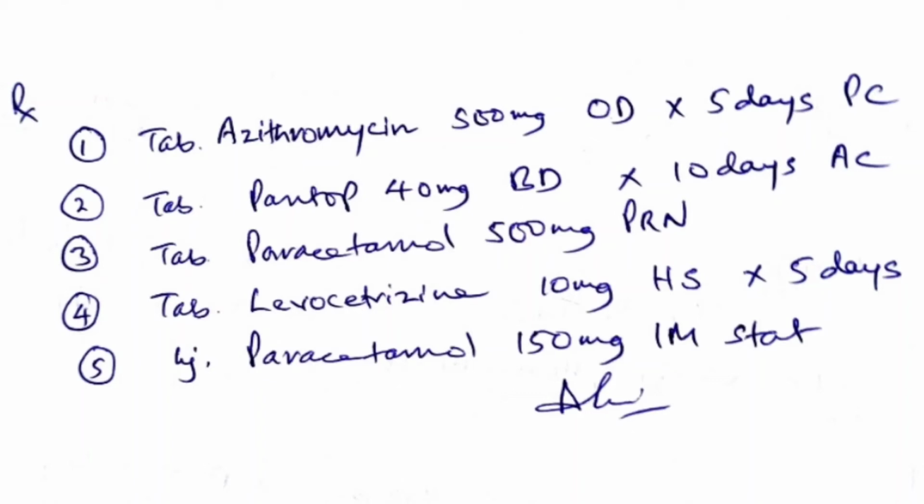Number 2 is tablet pantoprazole BD into 10 days AC. This means tablet pantoprazole 40 milligram is to be taken BD. BD means 2 times in a day for 10 days and AC means before food or before meals. Number 3 is tablet paracetamol 500 milligram PRN. So tablet paracetamol 500 milligram is to be taken as and when needed.